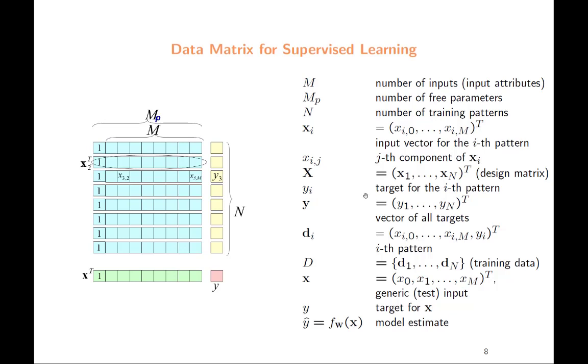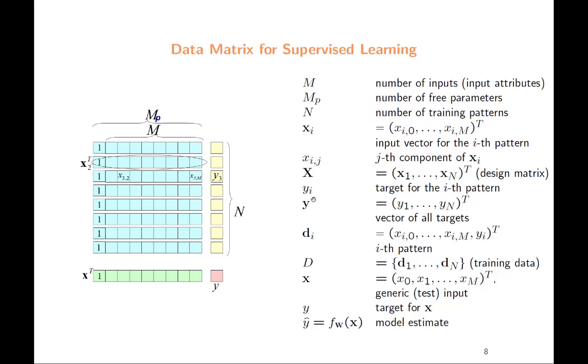yi is the target for the ith pattern. Bold y is the vector of all targets, also as a column vector. That's why we have the transpose here. Di is the ith data point, which includes the inputs and the target. Then D, big capital D, is the training data, so all the inputs with all the targets, written as a set over here.